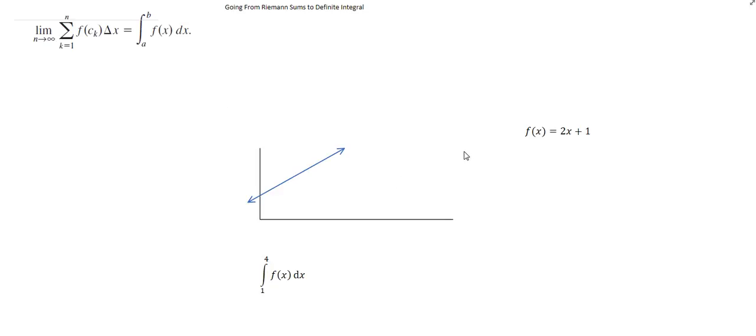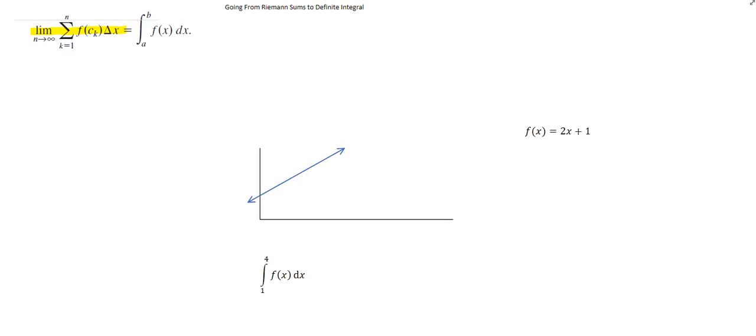Okay, in this video we're going to take it from taking Riemann sums to approximate the area to actually finding the exact area under the curve. And we're going to start with a pretty easy example, but before we do that, let's take a look at what we have here. So what we have on the left hand side here is the summation symbol, and we're taking the function, multiplying it by delta x.